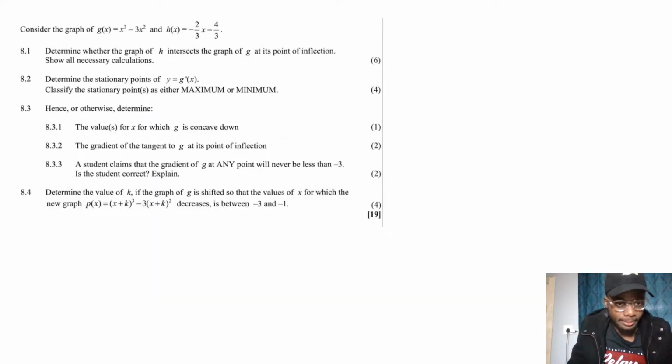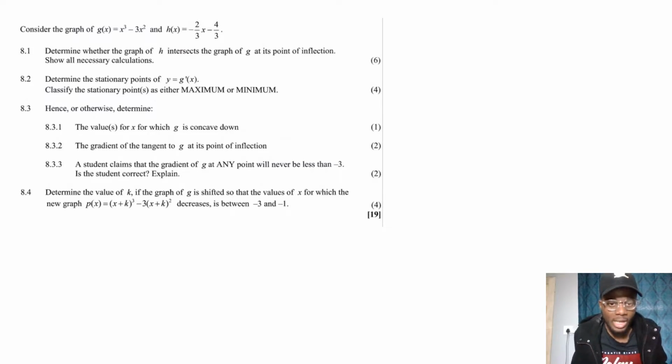Okay, guys, here's our question. We are given two graphs: g of x is equal to x cubed minus 3x squared, and h of x, which is minus 2 over 3 x minus 4 over 3. Then the first question says, determine whether the graph of h intersects the graph of g at its point of inflection.